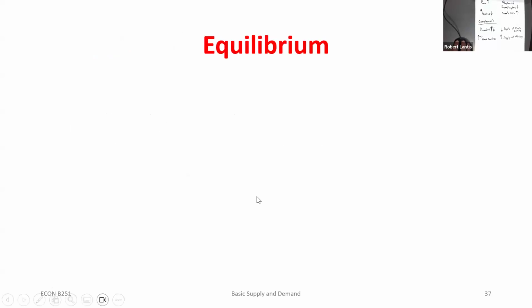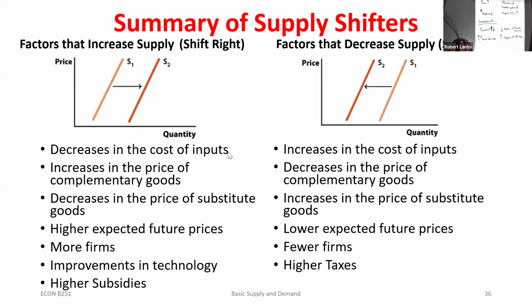So here's kind of our summary. I clicked on accident. Here's our summary of all these supply shifters, just like we had those demand shifters. We're now going to transition into thinking about how we combine those two things.